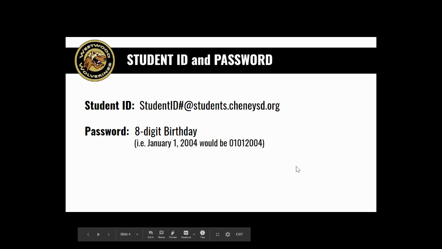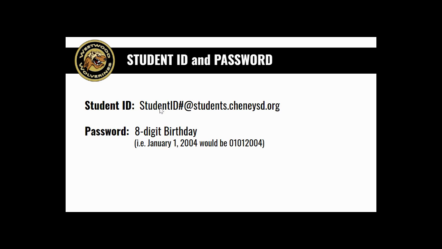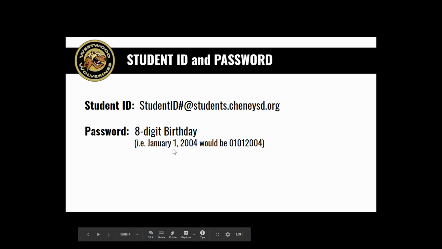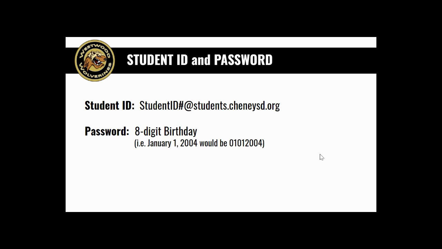Remember that first and foremost, your student ID is just this right here, your student ID number at students.cheneySD.org. That'll log you into your email. Your student ID number will get you into your Skyward. It will also allow you to log into a Chromebook if you would like to do that as well. That's how you log into Google. Your password is just your 8-digit birthday. So if you're January 1st, 2004, it would look like this, 0101-2004.